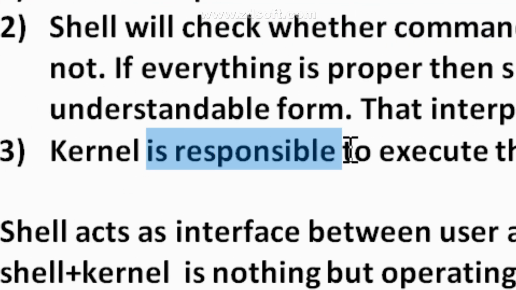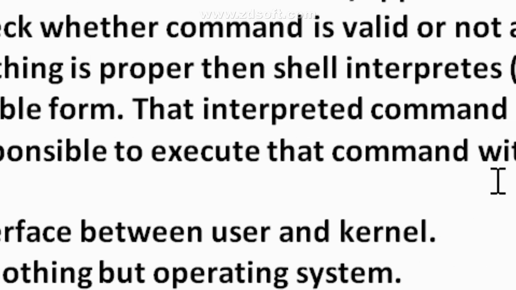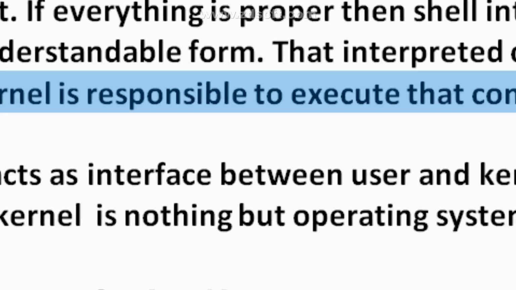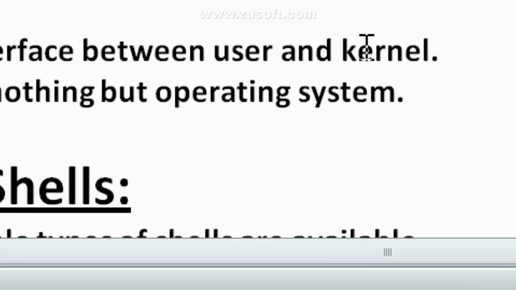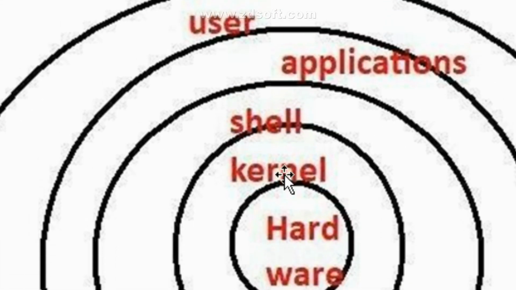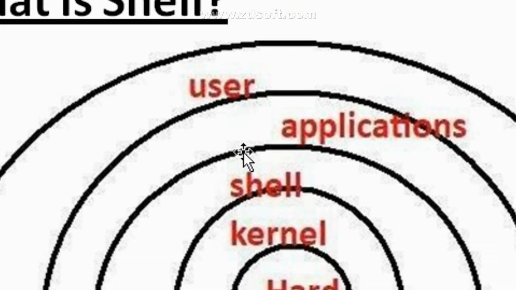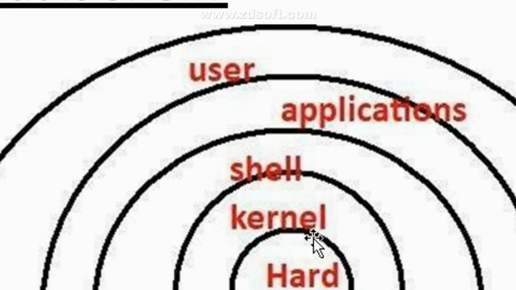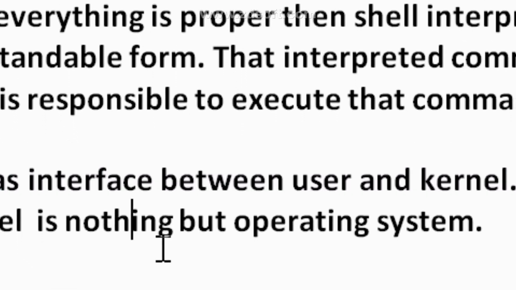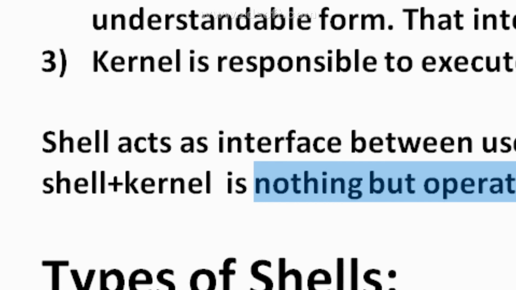The kernel is responsible for executing those commands with the help of hardware devices. Shell acts as the interface between user and kernel. See, who is the mediator? User and kernel. The user executes the commands, the commands go to the shell, the shell validates them, and if everything is correct, it sends them to the kernel. The kernel will execute the command with the help of hardware devices. That's it. Shell plus kernel is nothing but the operating system.